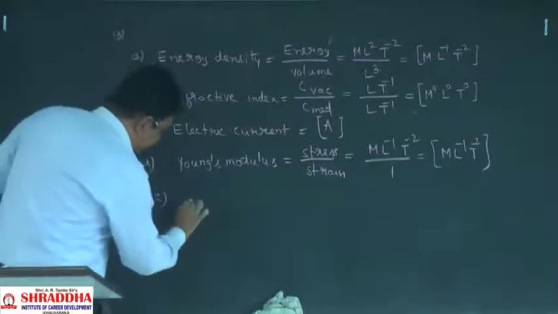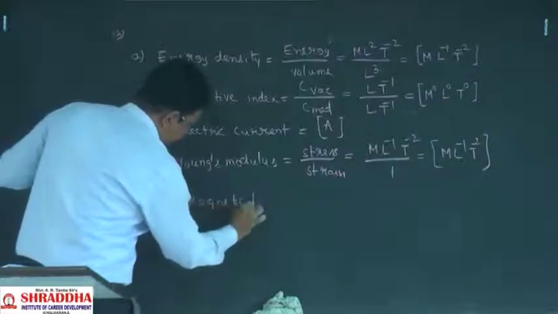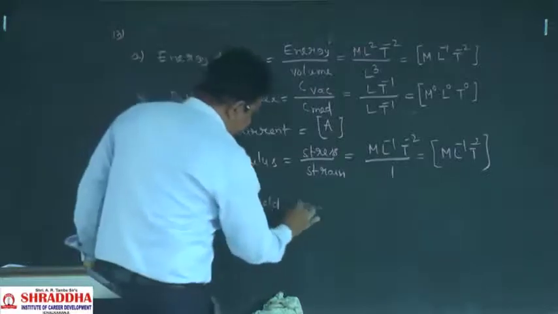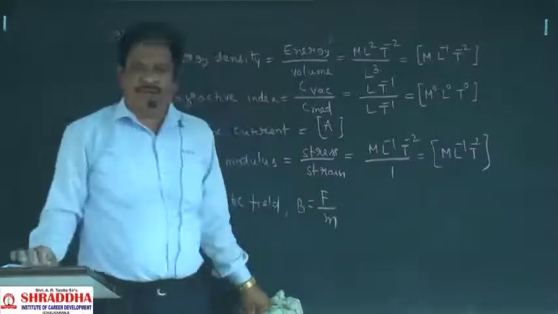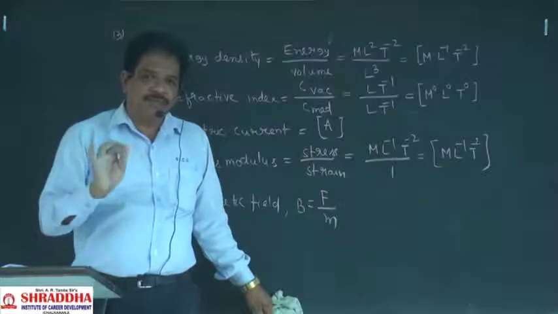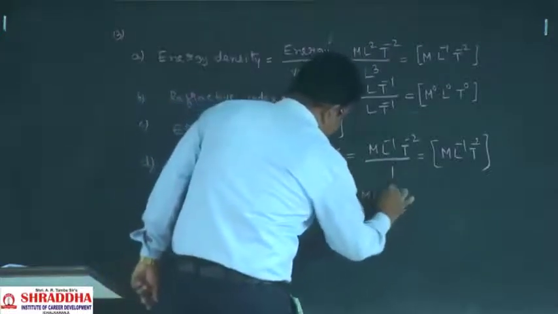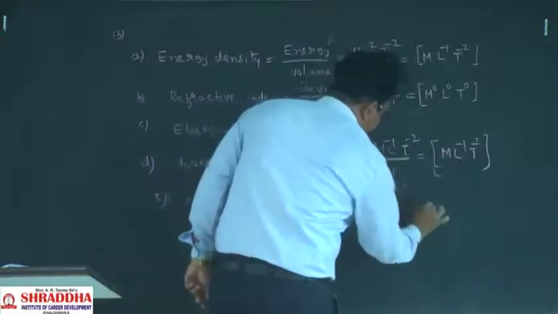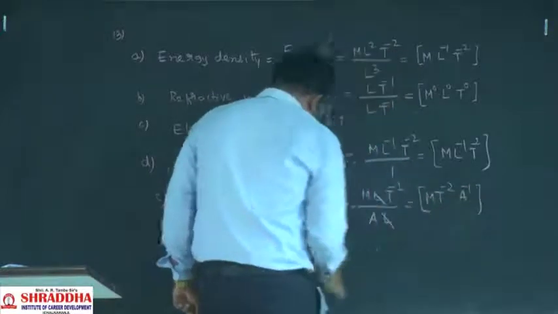Magnetic field can be written in different manners. B is equal to F by small m. Remember here, small m is not mass, that is pole strength. So this value is M L T power minus 2 by A L. So M T power minus 2 A power minus 1.